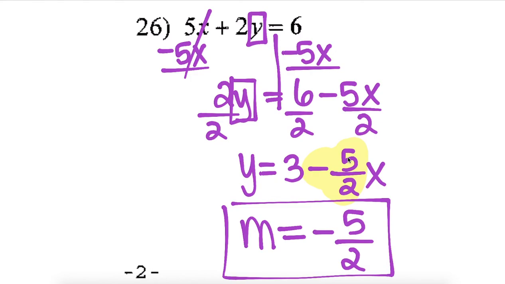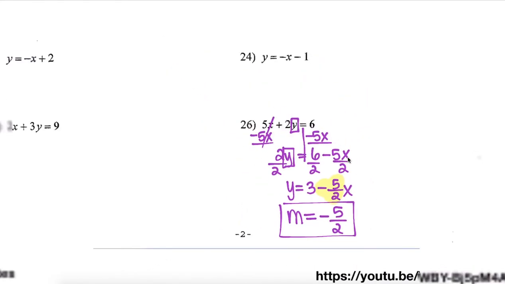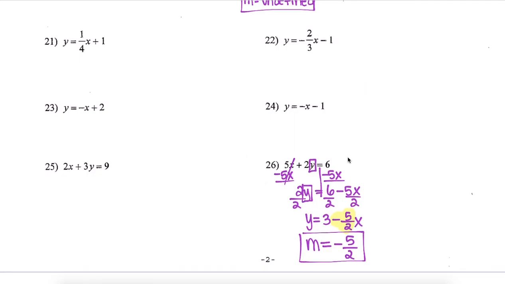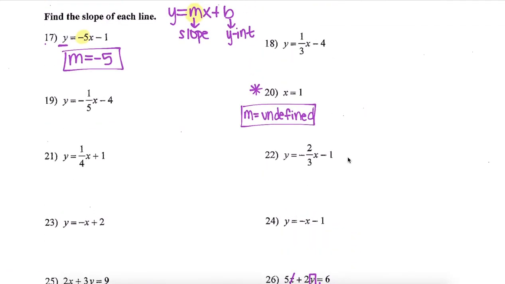So for this section, your slope is the number in front of x when y is by itself, and don't forget that if it's x equals, then your slope is undefined.